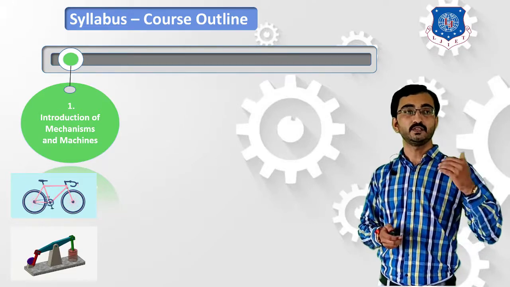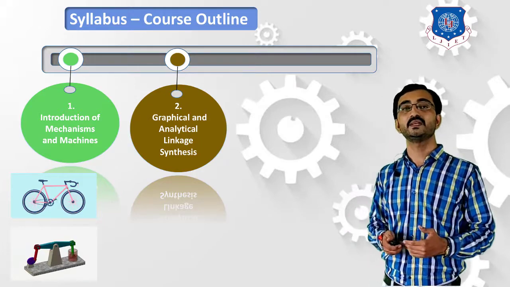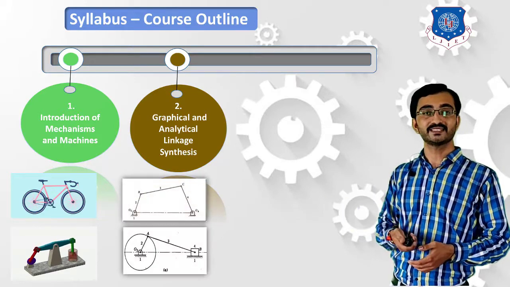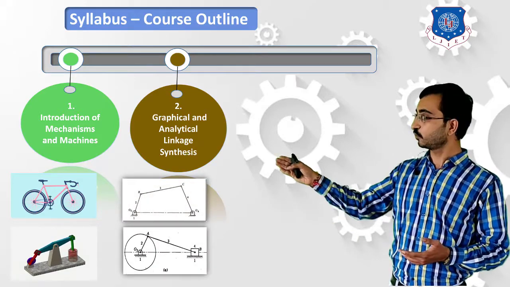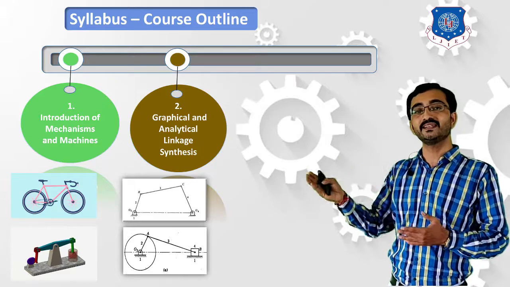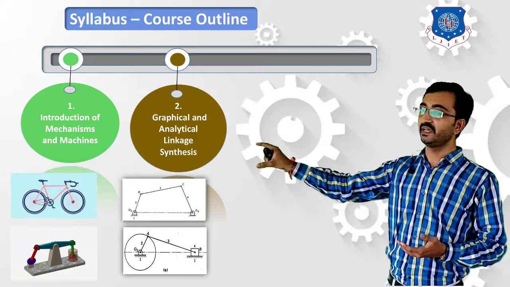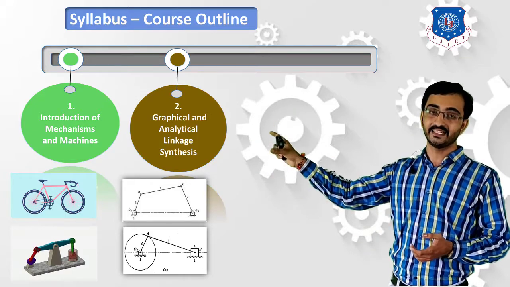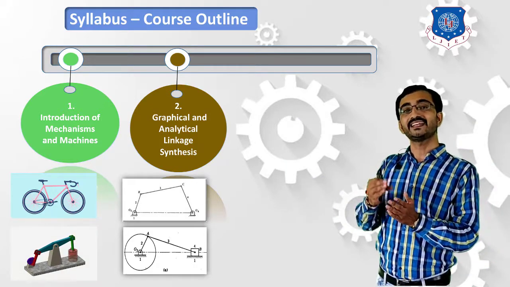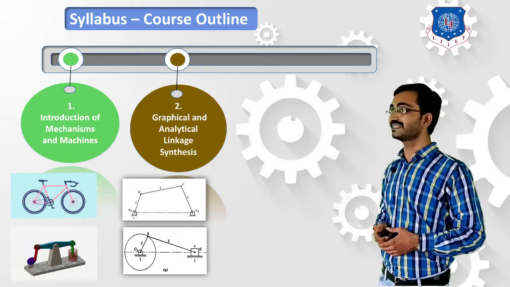So in the second chapter, we will be learning the graphical and analytical linkage synthesis. Now over here, synthesis means the designing of a new component. Okay, so over here you can refer that in the first chapter we have learned various mechanisms such as the 4-bar chain mechanism or the single slider mechanism. Now in the second chapter we will try to design this mechanism, or simply I can say that you will be able to find out the length of various components such as the crank, connecting rod and piston. Okay, so you will be able to learn how we can identify the length of various elements of your mechanism. Okay, so that will be a part of your second chapter.